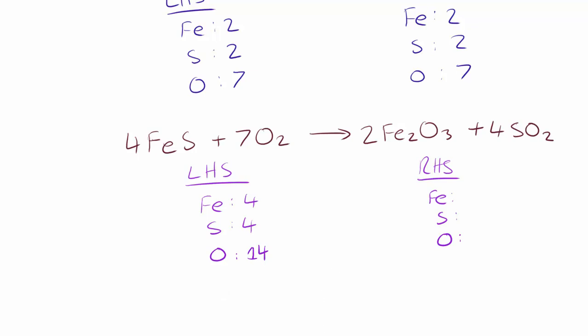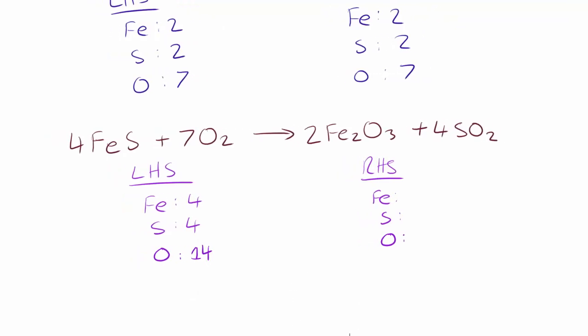Now, if we now bring our attention to the right hand side, for Fe, we've got it occurring here. So 2 times Fe2, so that's going to be 4. For sulfur, we've got 4SO2, right? So 4 times S, that's going to be 4. And so for oxygen here, we have 2 times O3, which is going to give us 6, right? So 2 times 3 is 6. And we've got 4 times 2 on this side, which is going to give us 8. So it's effectively 6 plus 8, which is going to give us, of course, 14, right?